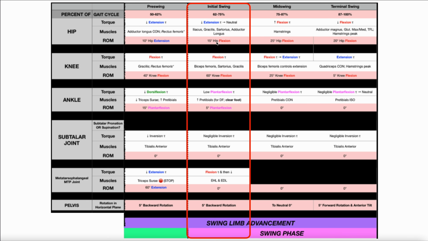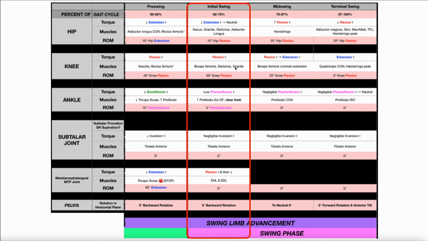Then at the knee joint, just like in pre-swing, we have a flexion torque at the knee. Now, what muscles are active here? We have the biceps femoris, which is one of the hamstrings, so it is a knee flexor. We have the sartorius and the gracilis, and both of these muscles have secondary actions as knee flexors, okay?